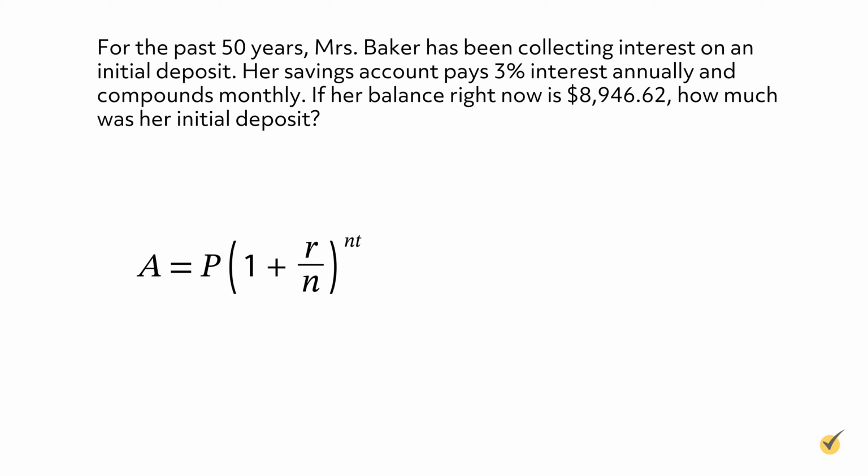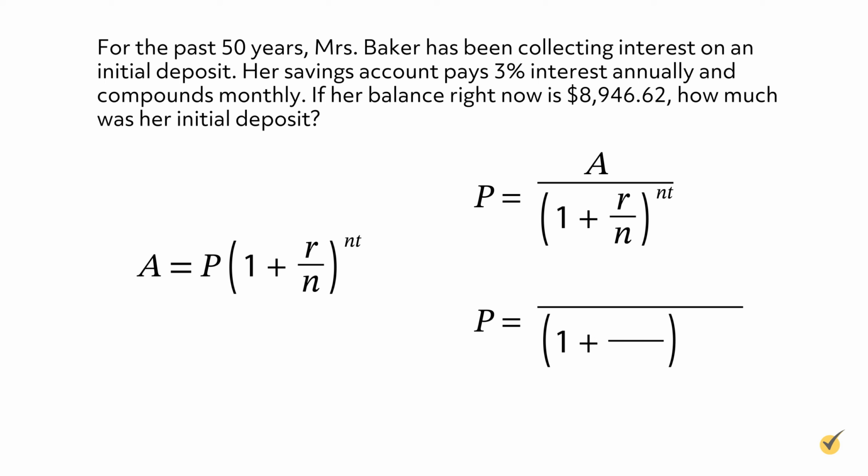This time we know the ending balance A, but we do not know the amount of the initial deposit P. We can solve for P though by rearranging our compound interest formula. Dividing both sides by 1 plus R over N to the NT, we can get P all by itself. Now let's plug in what we know.